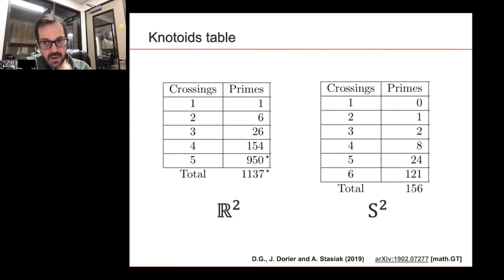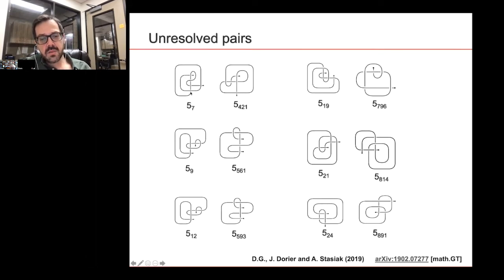And we also found the other problem: we have 6 pairs of knotoids on the plane that we couldn't distinguish, no matter what invariant we used, no matter how long we let our algorithm run. So yeah, these 6 pairs, so 5, 7, 5, 4, 2, 1, and so on and so forth. You can find the details here, and if I click it now, I think I will get out of the presentation mode, but I can link it up later if anyone is interested.